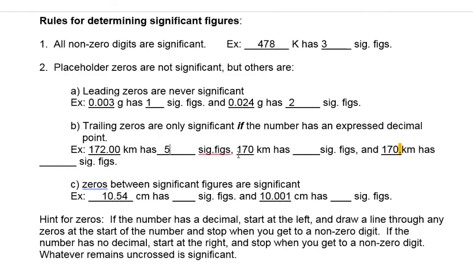Whereas the number 170, that 0 is only there to push the 7 into the tens place. Without the 0, right, that measurement would be 17, a very different number. So the 0 is there as a placeholder.